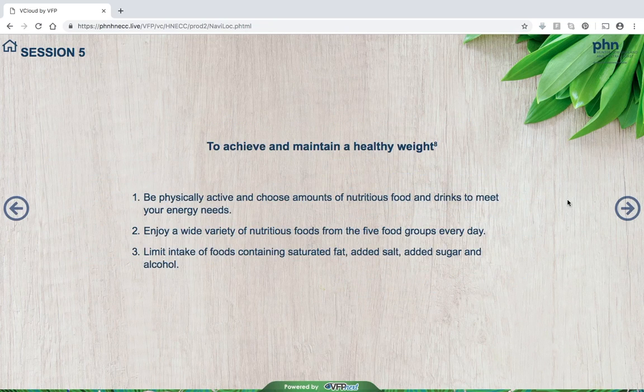So to achieve and maintain a healthy weight, it's good to be physically active and choose amounts of nutritious foods and drinks to meet your energy needs, and to enjoy a wide variety of nutritious foods from the 5 food groups every day. It's also beneficial to limit intake of foods containing saturated fat, added salt, added sugar and alcohol.